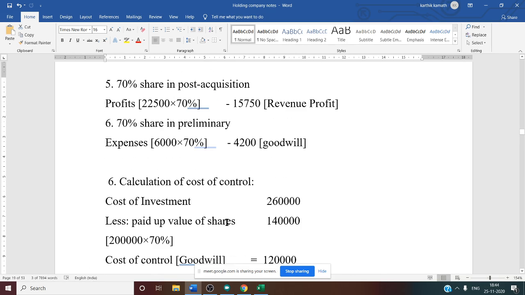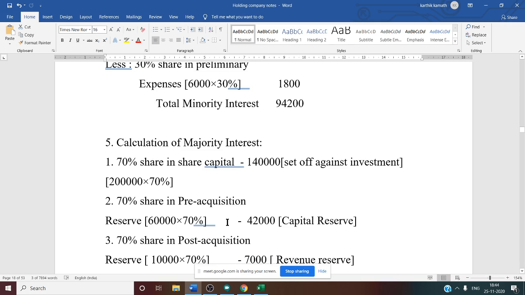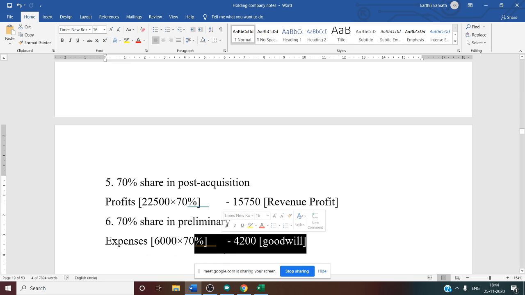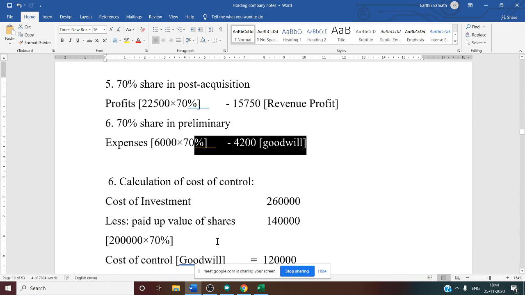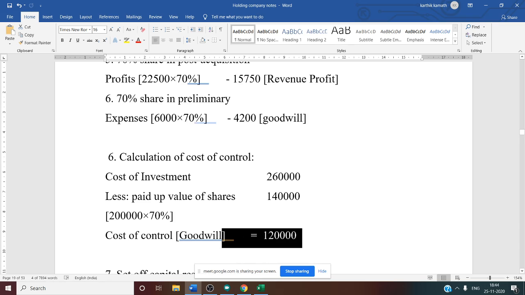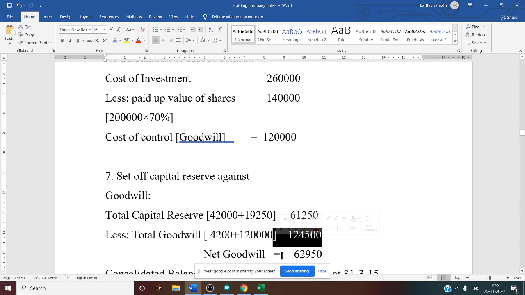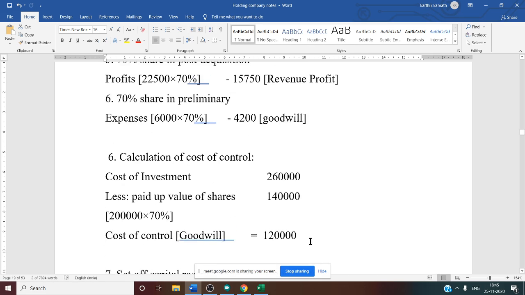Total goodwill, again, if you see the majority interest column, there is preliminary expenses, we have written goodwill. So take this amount 4,200, plus from working note number 6, there you got cost of control 1 lakh 20,000. So total goodwill is 1 lakh 20,000 plus 4,200, that is 1 lakh 24,200. Let us check whether this amount is correct.